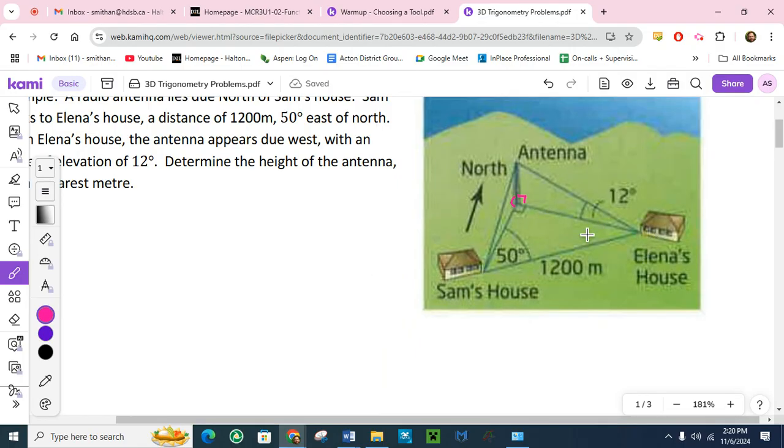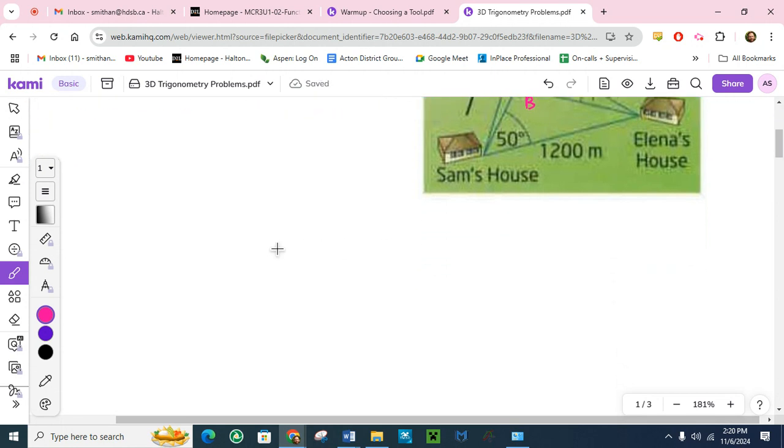Now, maybe we can all decide on some common letters to use for the angles. Are you guys okay with S for Sam's house, E for Elena's house, A for the top of the antenna? What do you guys think about the base of the antenna? Maybe a B? You guys okay with B? Sorry, we got three triangles to draw here.